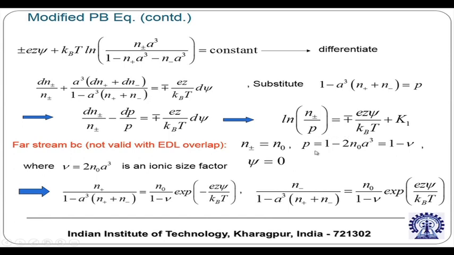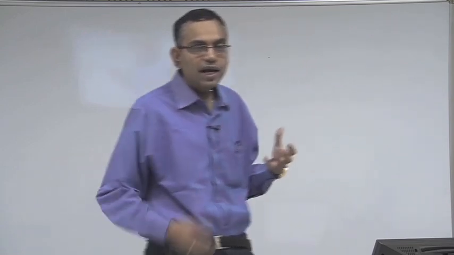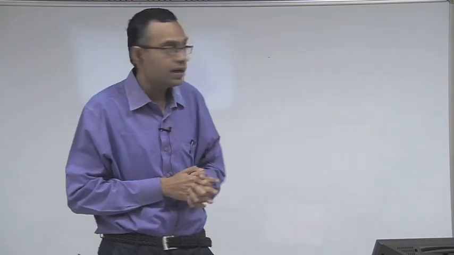with a correction factor. Now P is equal to 1 minus 2 N0 A cube. N0 is the bulk concentration. 2 N0 A cube is a factor that comes into the picture because of the size effect of the ions. Like 1 N0 A cube for the positive ions, another N0 A cube for the negative ions. So in total 2 N0 A cube, this is called the steric factor.